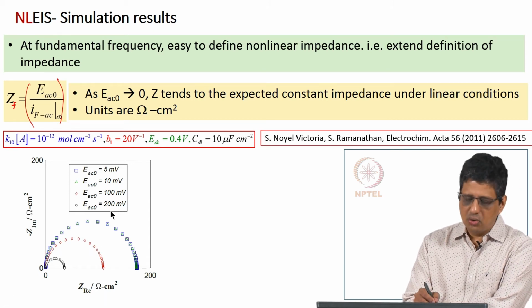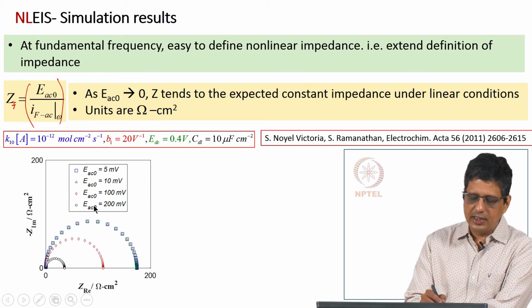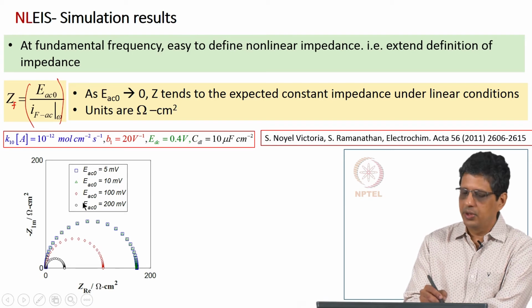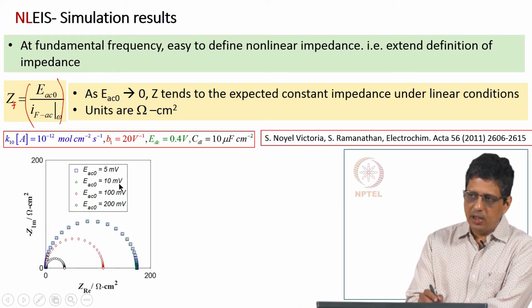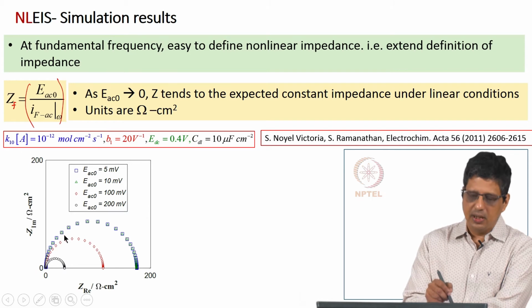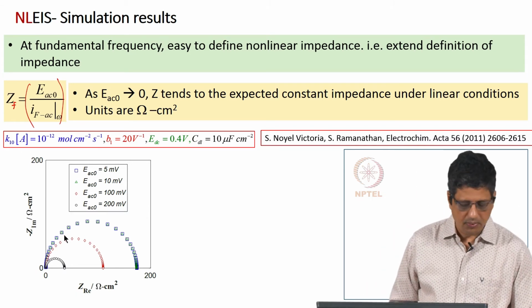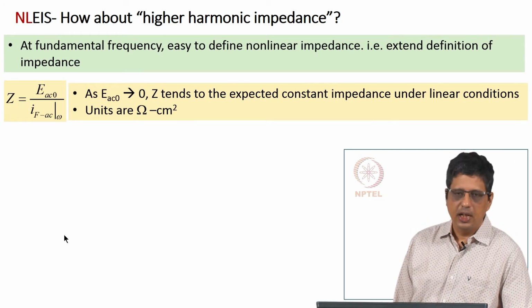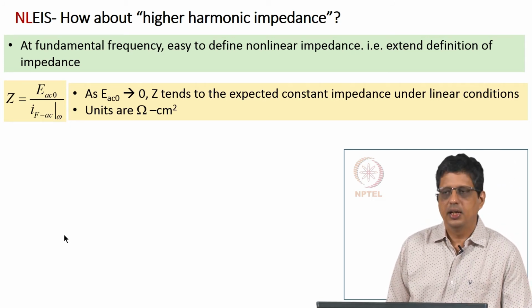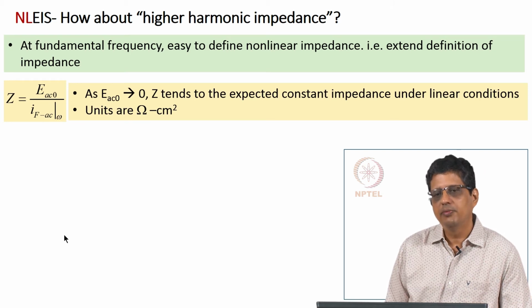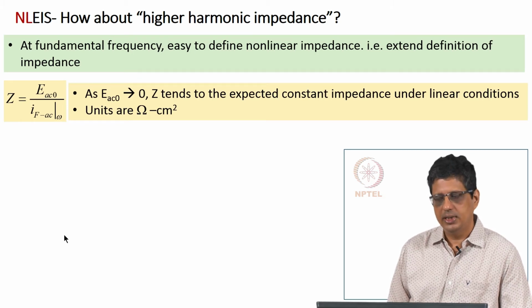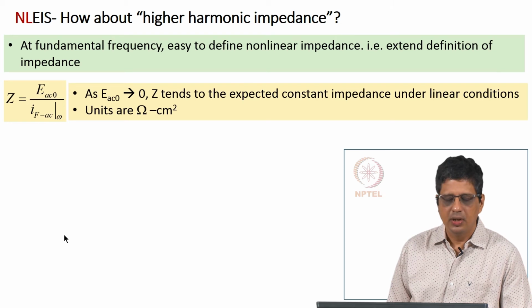And then of course, when you go to 200 millivolts, it is quite different. It is given by the dark circles or black circles, and you can definitely say up to 10 millivolts this is in the linear regime, beyond that it is in the nonlinear regime. Okay, so, we are able to come up with a definition of nonlinear impedance when we look at the response at fundamental. When we go to higher harmonics, there is some problem. Okay. So, I will describe this.